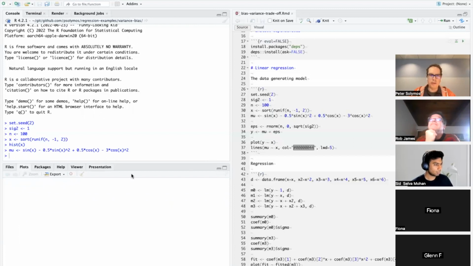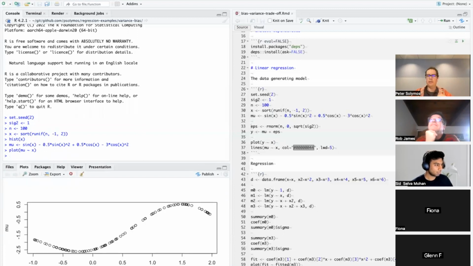So we can plot mu as a function of X. This is how this looks. So we're going to try to fit a model which describes this shape. Now, this is not our real data. This is the true relationship between our unknown variable and some value of X.